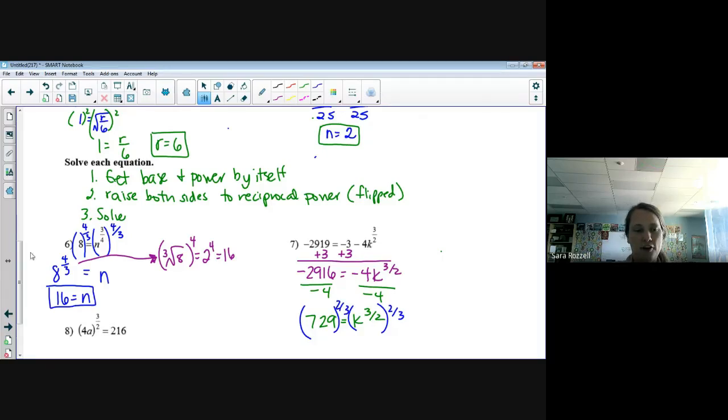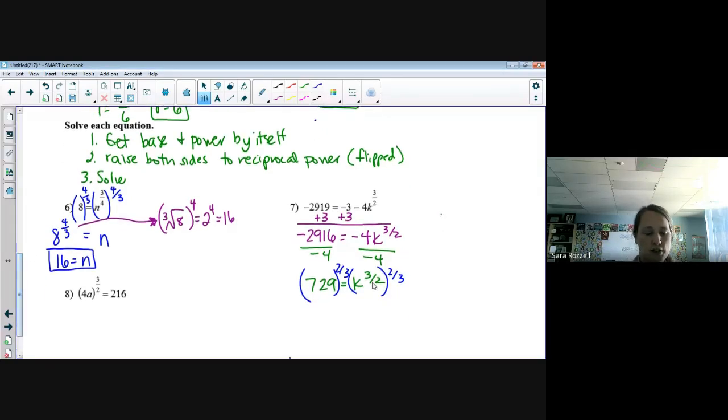And I don't want to try to figure out 729 to the 2/3 in my head, so I'm just going to put it in the calculator. Because sometimes I get lazy. It's 81. Cool. So remember, we raise it to the reciprocal power, so this becomes k to the 1st, because we'll have 6 over 6, which makes it 1.